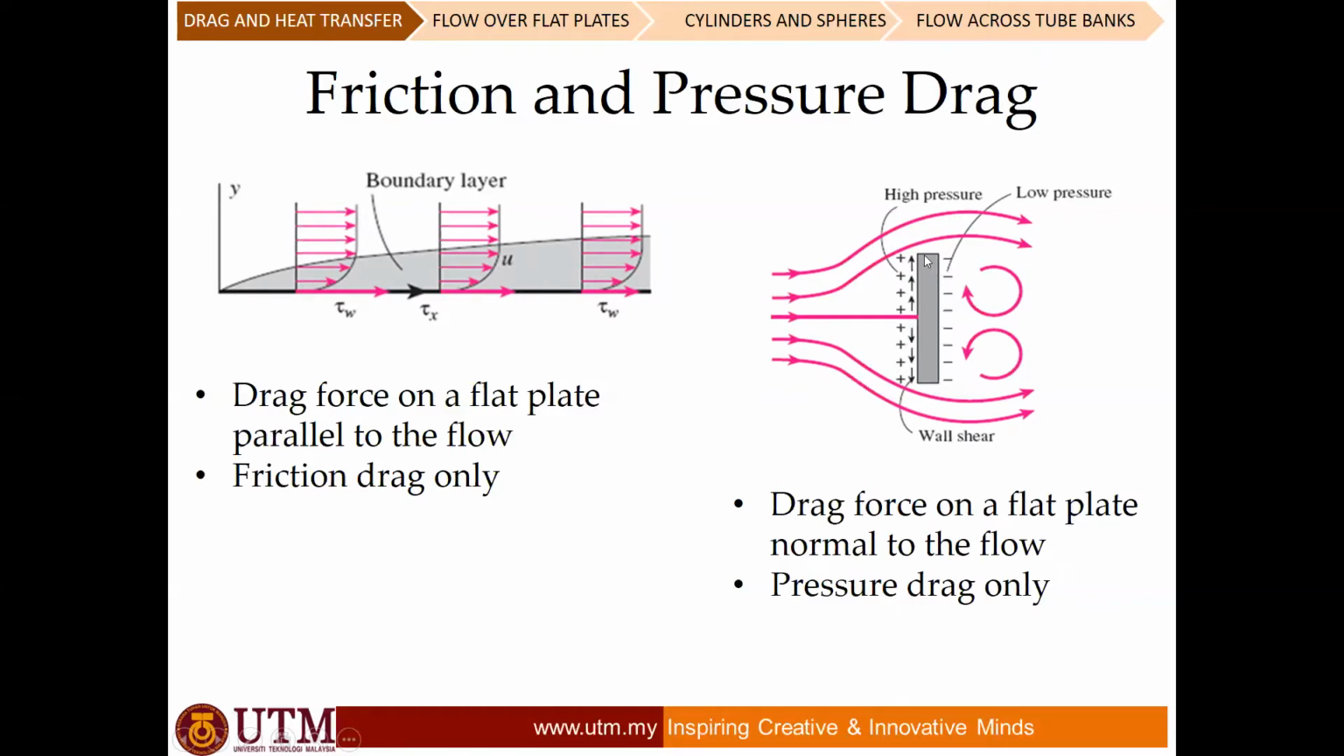So if you have a plate experiencing flow at 90 degrees, that looks like this, there is only drag force on the flat plate due to pressure drag. If the flow hits the surface in a perpendicular manner, it will be a pressure drag. If we hit the plate in the same direction as the length of the plate, only friction drag occurs on the surface. There are two different things between the friction drag and the pressure drag.